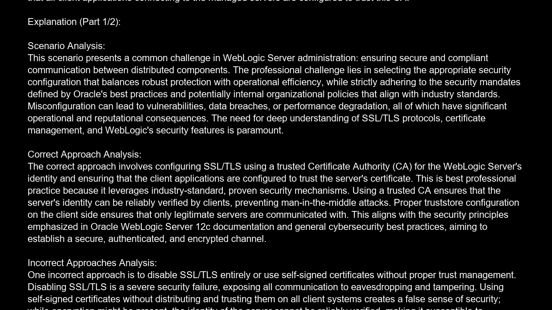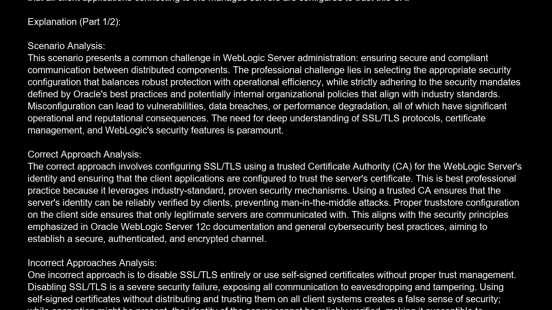Incorrect approach analysis. One incorrect approach is to disable SSL/TLS entirely or use self-signed certificates without proper trust management. Disabling SSL/TLS is a severe security failure, exposing all communication to eavesdropping and tampering. Using self-signed certificates without distributing and trusting them on all client systems creates a false sense of security. While encryption might be present, the identity of the server cannot be reliably verified, making it susceptible to man-in-the-middle attacks. This violates fundamental security principles and exposes the system to significant risks.